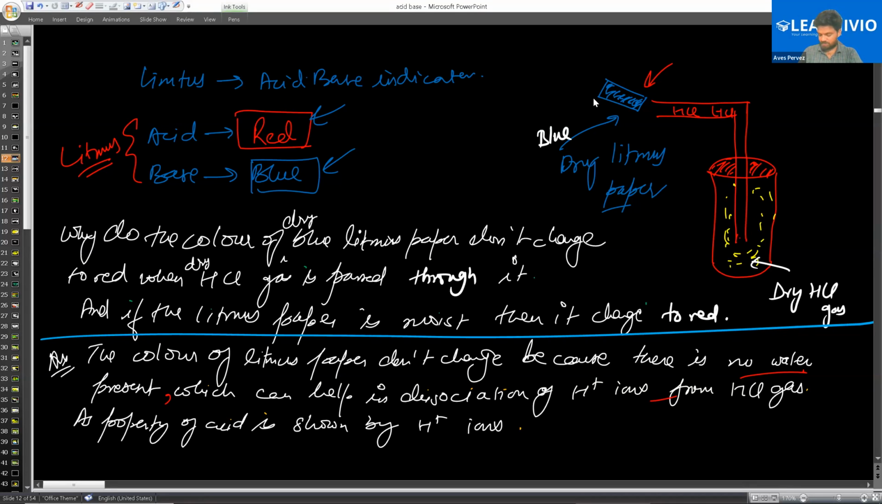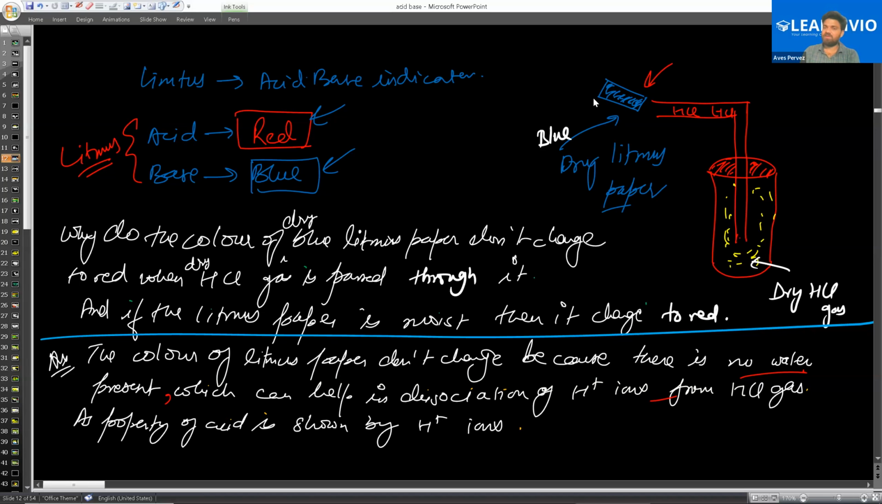Why is it so? Because it is maybe neutral. Like, it is just very simple, because it is the water that helps in dissociation of H plus ion from HCl gas. And it is the H plus ions which are responsible for the acidic properties. If there is no water, no H plus ion, no acidic property. However, if we moisten the blue litmus paper and bring it to the dry HCl gas, then since water molecules are present in the litmus paper, it will help in the dissociation of H plus ions. And this time the blue litmus paper will change its color.